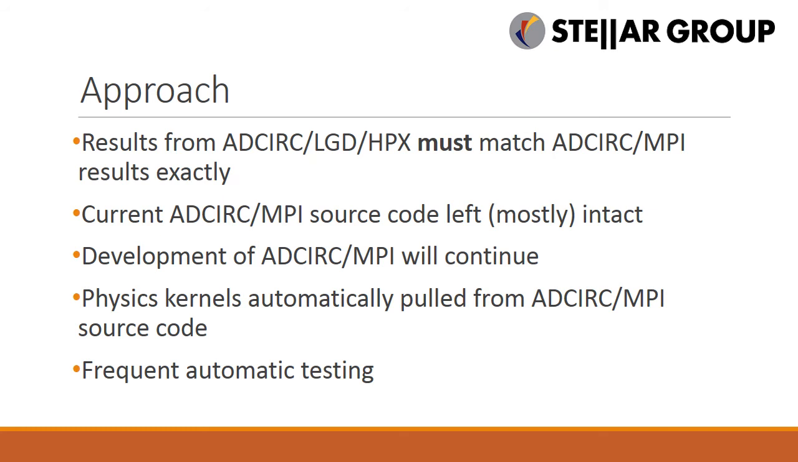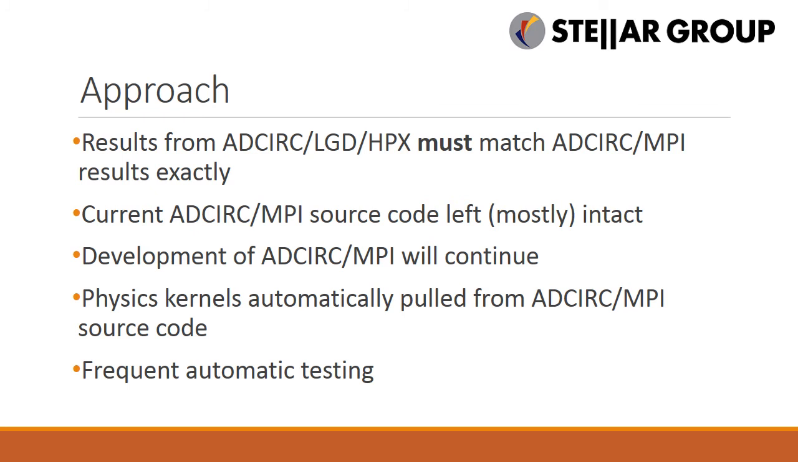Now that I've told you guys all about what we plan to do for creating this next generation code, I sort of wanted to outline what we consider are our ground rules as we approach this problem. Making ADCIRC faster and making it scale better is not going to be worth anything unless we can get the results from this new next generation ADCIRC to exactly match the results from the MPI-based ADCIRC. So we consider that a requirement.